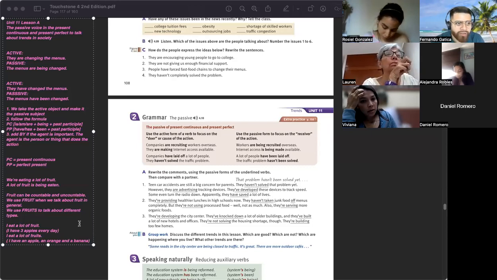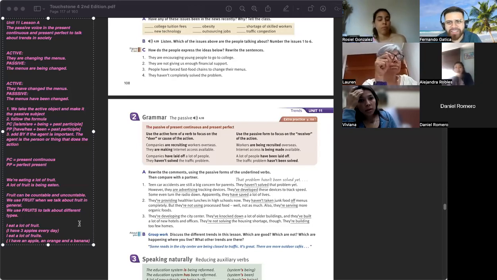Ms. Robles, do you like fruit? Yes, teacher. I like fruit. All right. What kind of fruits do you eat? I eat apples, bananas, and mango. Mangoes. Nice, nice. And Rociel, what's your favorite fruit?